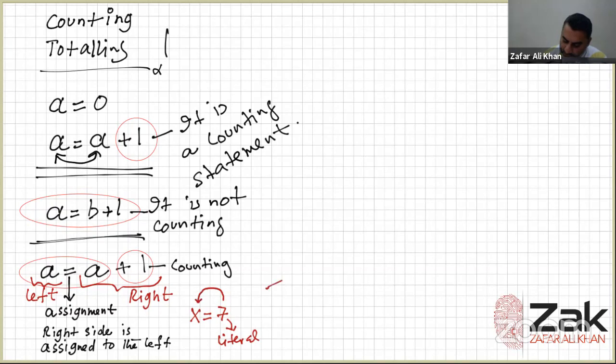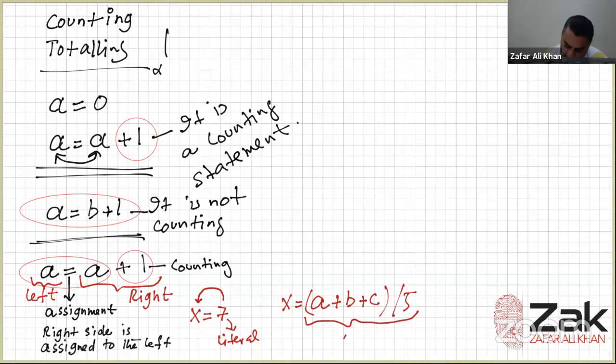But if the right side is an equation, like x is equal to a plus b plus c, divided by 5, then in that case the computer will try to resolve this equation first. So the right side is resolved first and then the result will be assigned to x. So you need to understand that until the right side is completely resolved, we cannot use or update the left side.